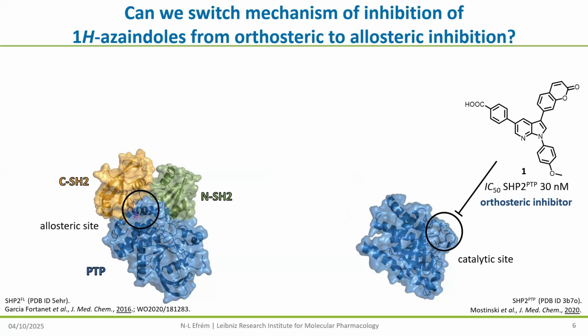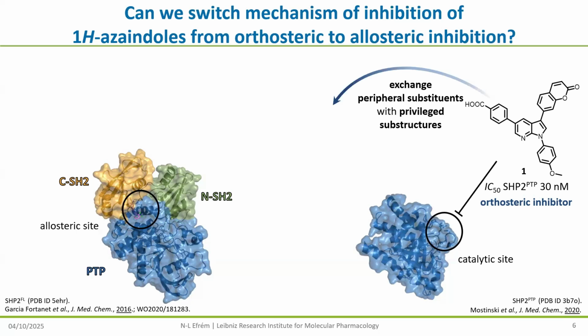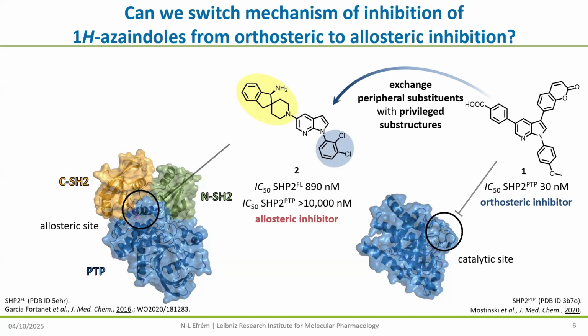So given this recurrence of structural features in allosteric SHP2 inhibitors, we wondered, can we switch the mechanism of inhibition of this N-aryl-1H-azaindazole core from our orthosteric SHP2 inhibitors to allosteric inhibition by simply exchanging its peripheral substituents with the privileged allosteric site targeting substructures reported in literature? We went to the lab and were delighted that this compound, one of the first that we synthesized, indeed seemed to inhibit SHP2 via an allosteric mechanism of inhibition.